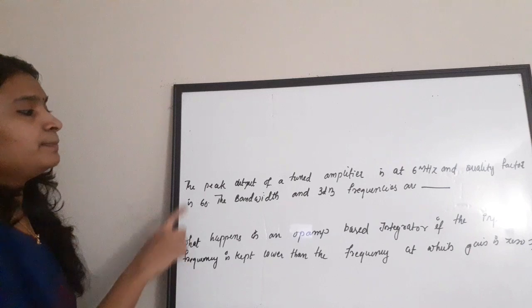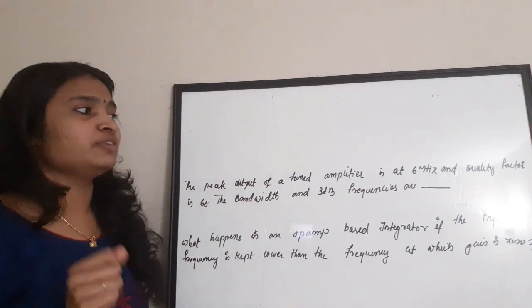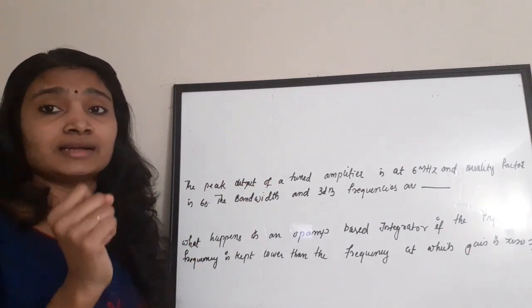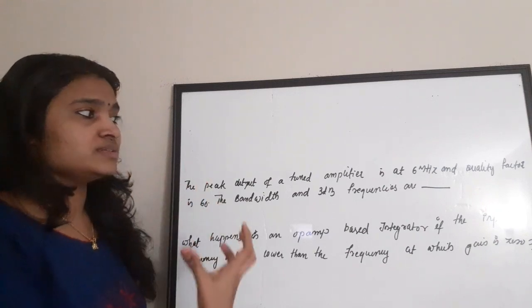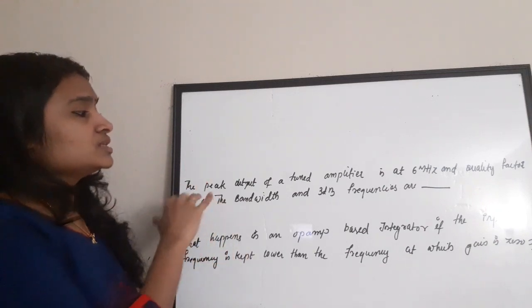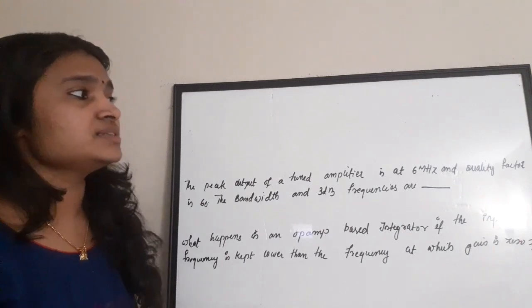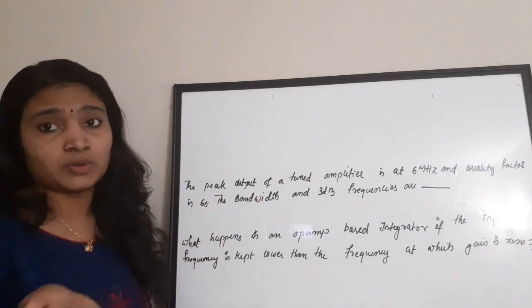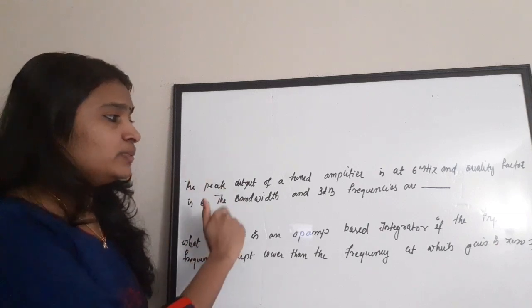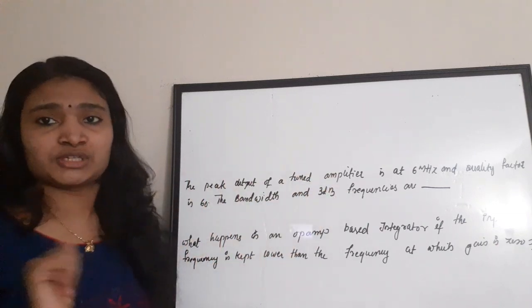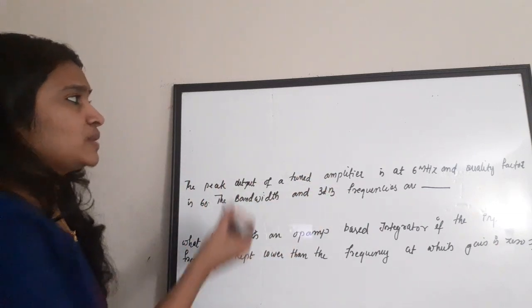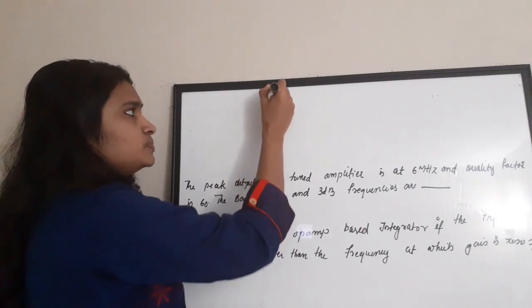So the question is, the peak output of a tuned amplifier is 6 megahertz. So this is again related to resonance tuning and everything. The quality factor is 60. The bandwidth and 3 dB frequencies are dash. Okay, so in order to answer this question, I'm going to draw the resonance peak first.